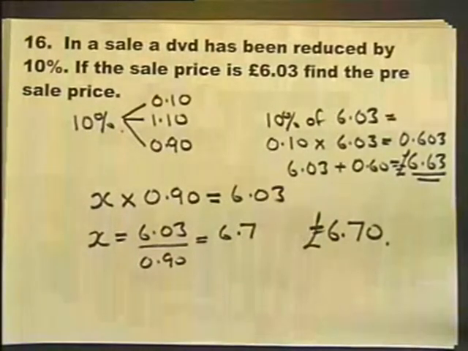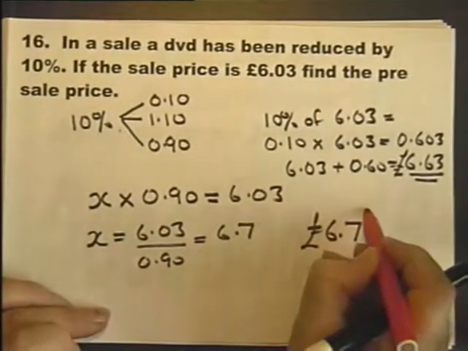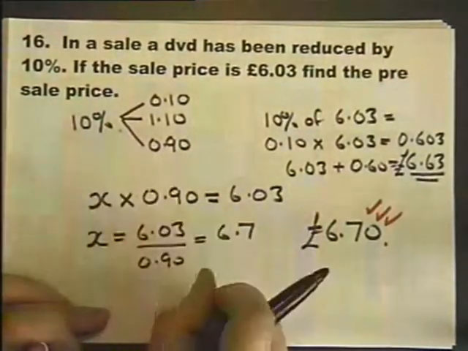And that's going to be worth 3 marks. So get it right, you'll get 3 marks. Get it wrong, you'll get a mark or 2 for your working out.